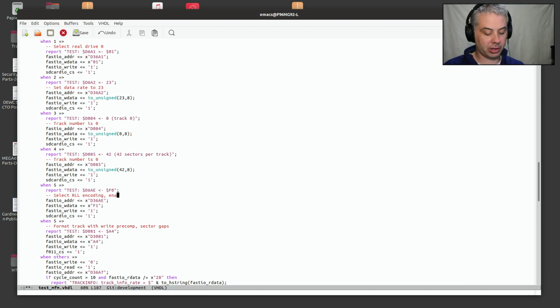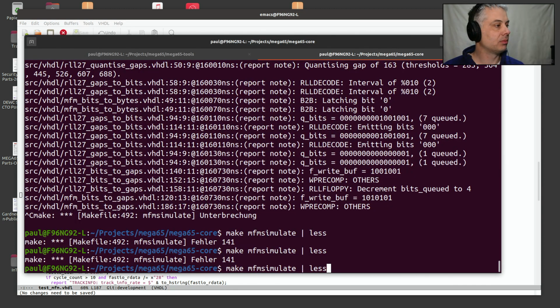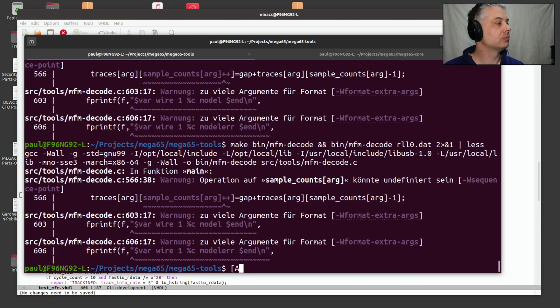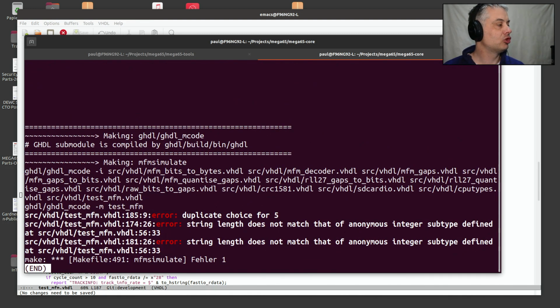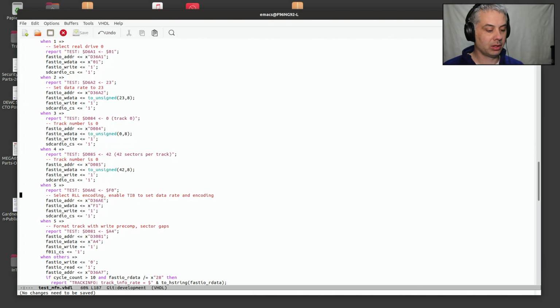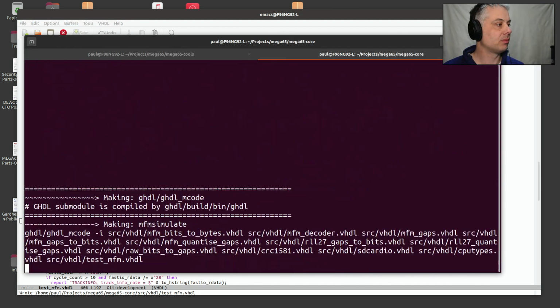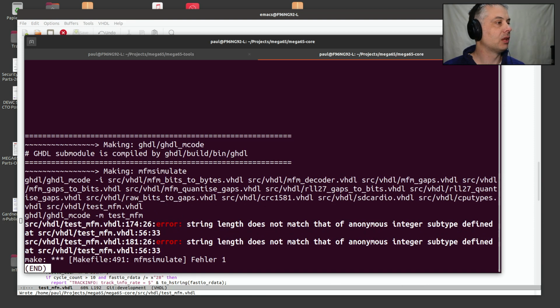Select RLL encoding, enable TIB to set data rate and encoding. Okay, let's try that. Duplicate choice for 5, okay. Well, indeed it is. Easily fixed. Okay, line 56.